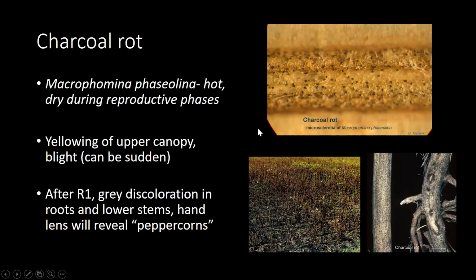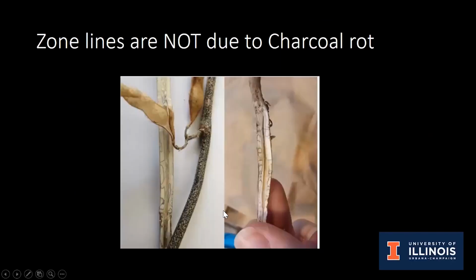This is what we call a hot season wilt. One thing to keep in mind: in the past, we used to say that these little zone lines we're seeing here on these stems were due to charcoal rot. These are actually caused by another pathogen, Phomopsis or Diaporthe. So these are structures of that fungus, not charcoal rot. That's more of a pod and stem blight type thing, which I'm not going to talk about, but keep in mind, if you see this sort of thing in your stems, it's not uncommon, but it's not due to charcoal rot.